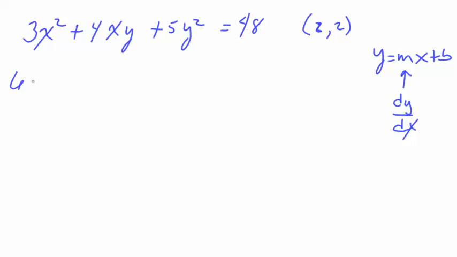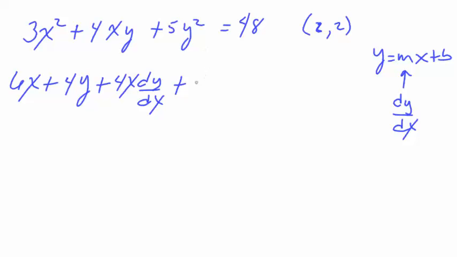So we end up with 6x plus, now we'll have to use the product rule here, so the derivative of 4x is 4, and then we rewrite the second part, y, and then rewrite the first part, 4x, and the derivative of y is 1, but we're not going to write the 1, we're just going to write dy over dx. Plus the derivative of 5y squared is 10y times dy over dx, and the derivative of 48 is 0.